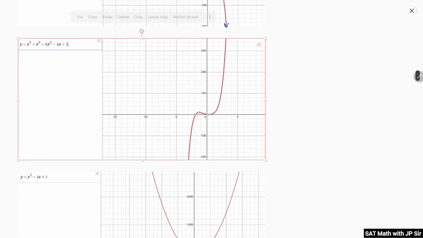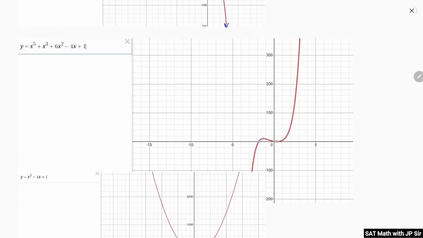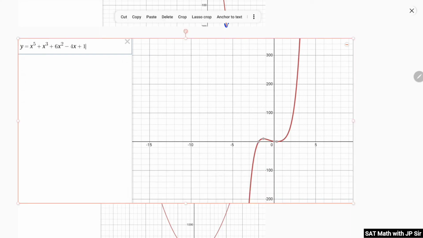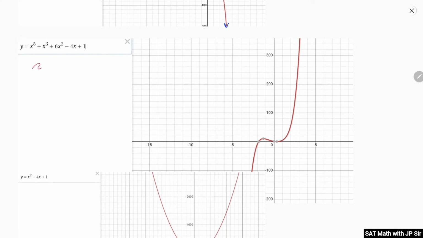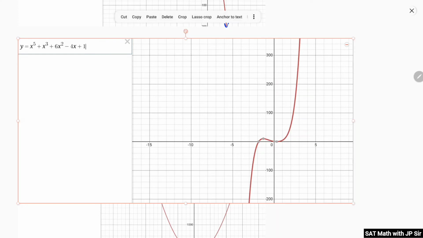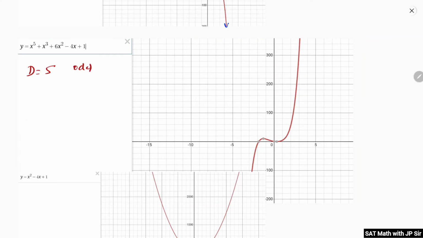Now we have this, x raised to the power 5. So degree is 5 here, clearly odd. So their ends should be in different directions. You can see they are in different directions. And what else? Sign is positive. So that's why the graph is going like this.